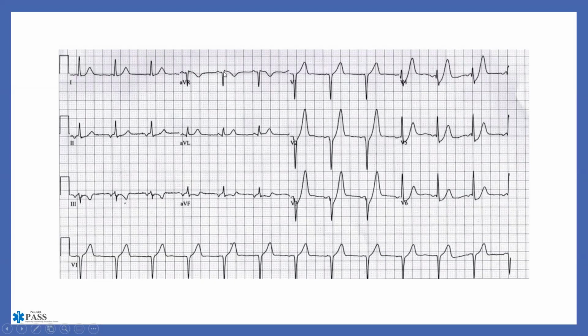And then if we go over here to AVR, and it may be a little difficult for you guys to see, but our QRS complex is heading downward, which is good. But look at your ST segment elevation.